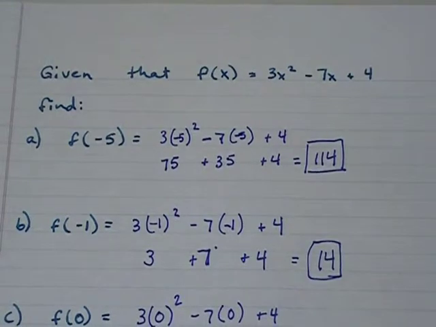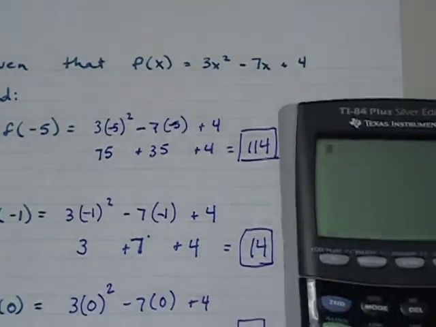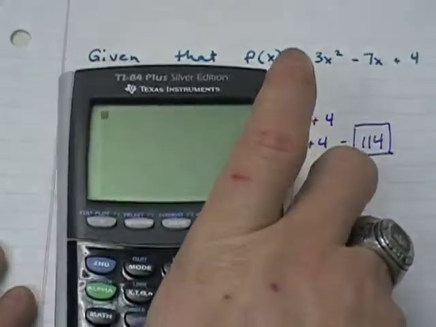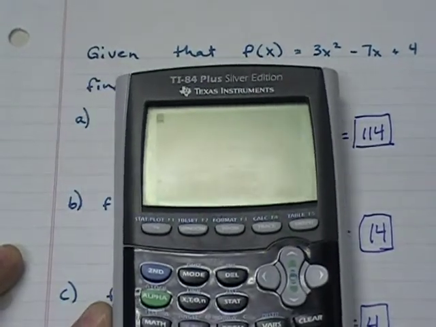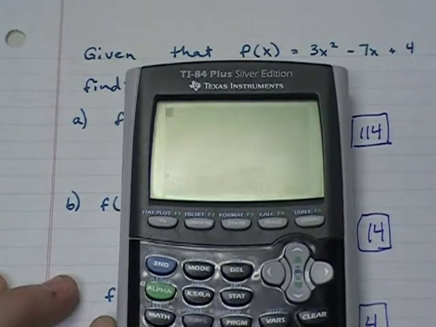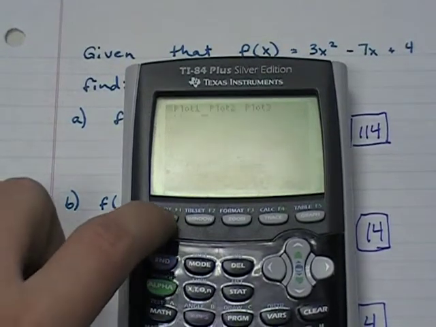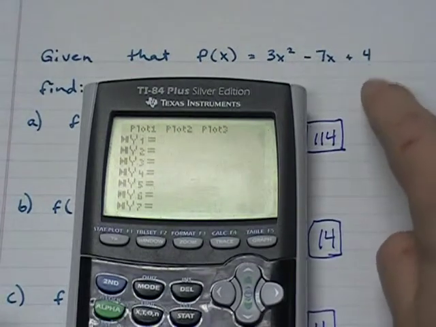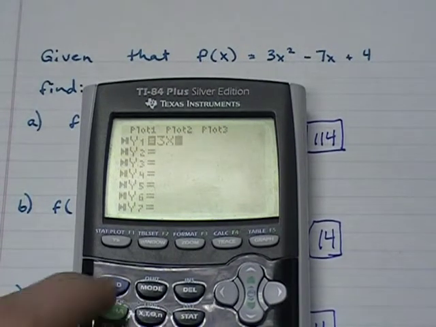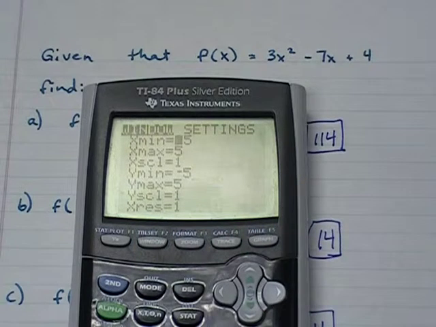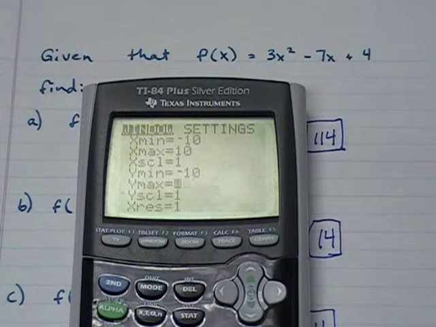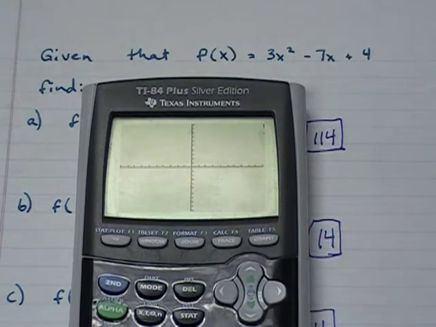And so what we want to do is pull out our TI-83, TI-84, whatever we have, and I'm going to keep this sheet here to remind you of your answers and of the questions as well. The first thing you want to do is go to y equals and type this function in. So you're going to type 3x squared minus 7x plus 4. Okay? And then I always like to go to my window and set it to what they call a normal window, negative 10 to 10 in both directions, and press graph.